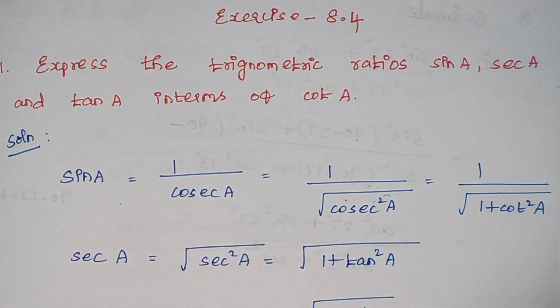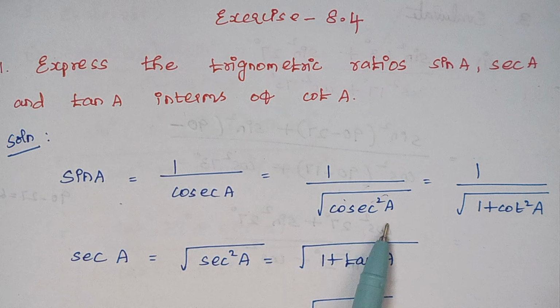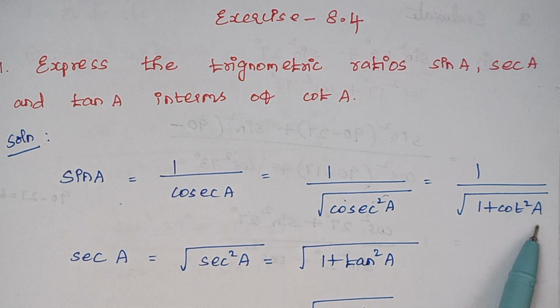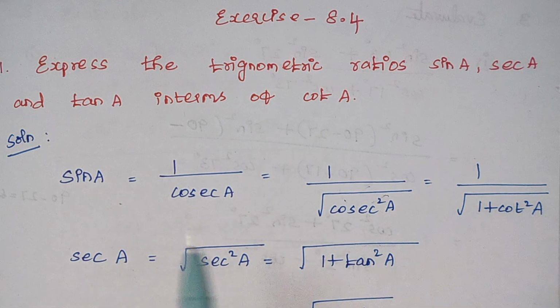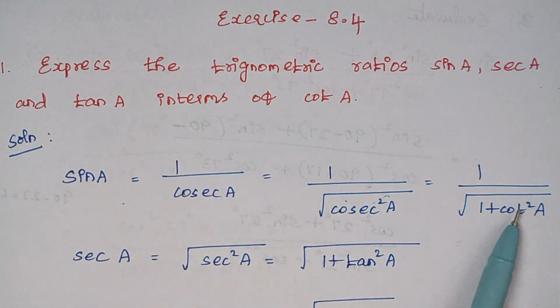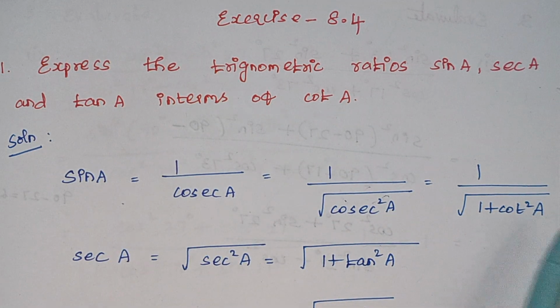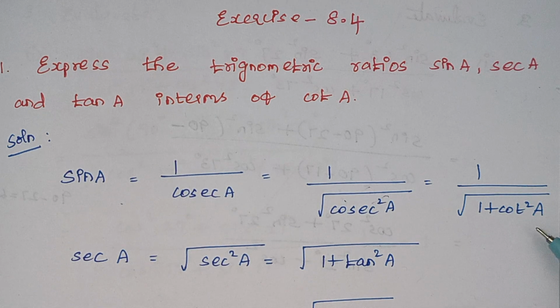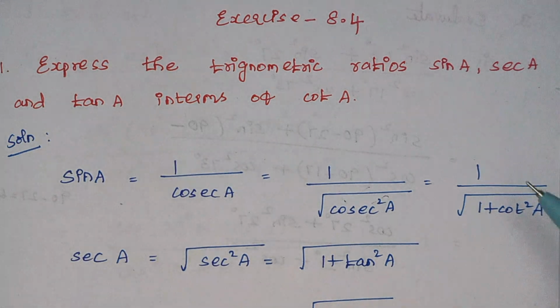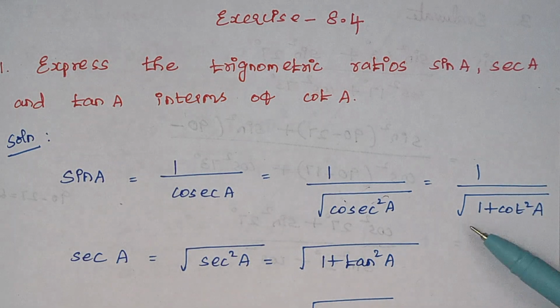So what is the formula for cosecant square A? It is nothing but 1 plus cot square A. So finally, sin A is expressed in terms of cot. This is the thing we actually want at the end. There should be no other terms apart from cot. So here we have only 1 divided by root of 1 plus cot square A.